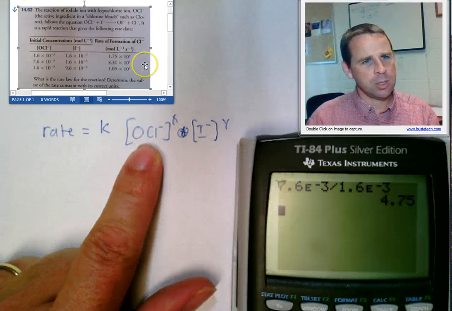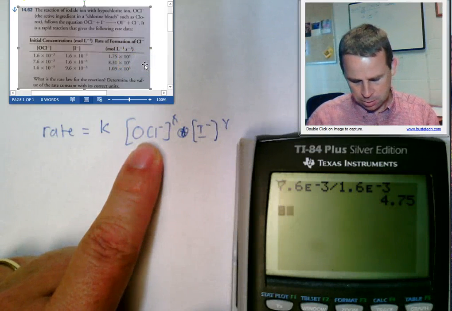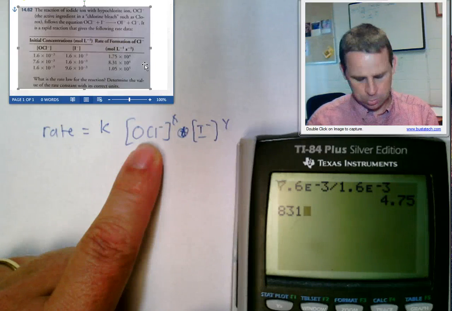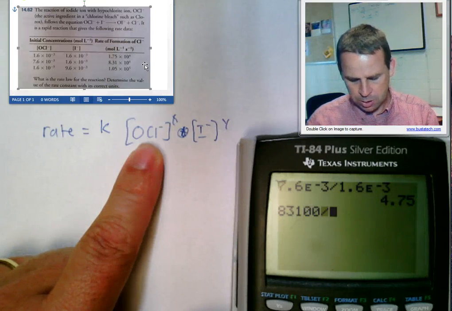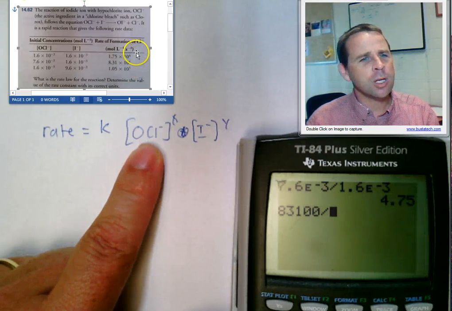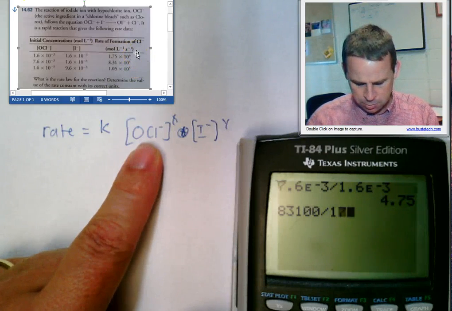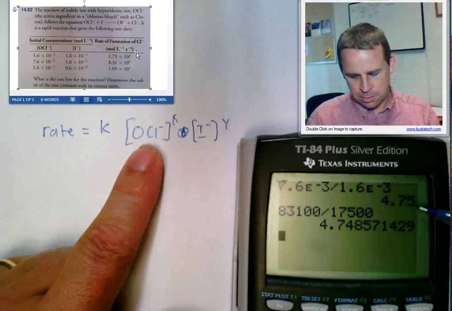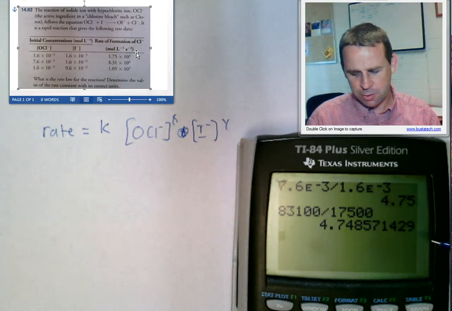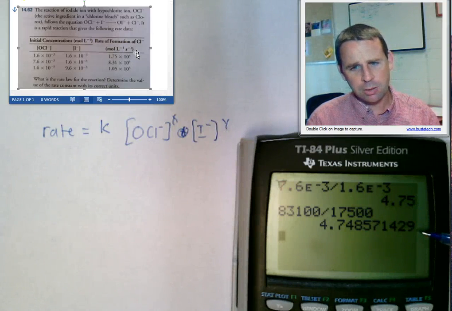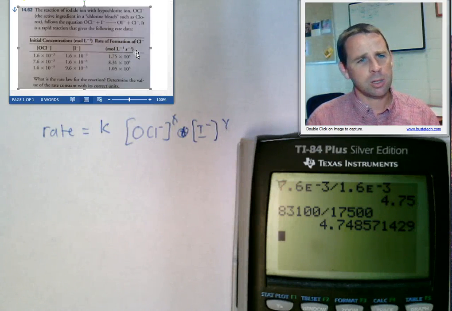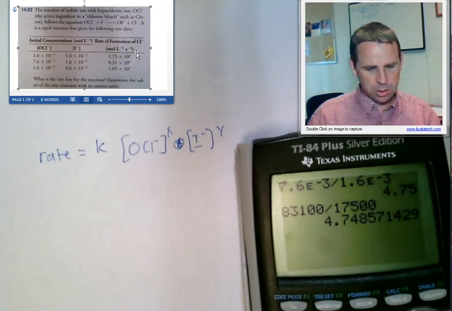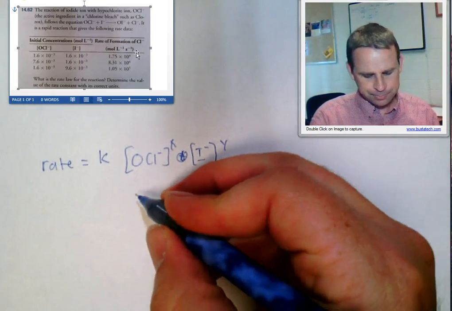Let's see what it did to the rate. It took 83100 divided by the slow rate 17500. All right, so I increased the concentration 4.75 times and it increased the rate 4.75 times as well. So that means that the exponent on OCl, the hypochlorite ion there, is 1.